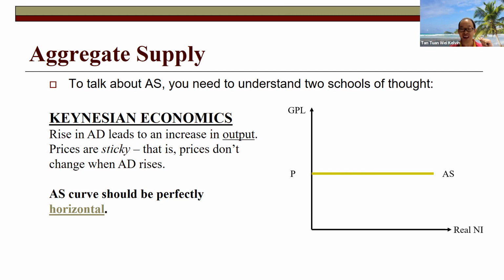So they believe that if the government were to increase G, for example, that shifts the AD to the right, there will be a big rise in national output and national income, but very little rise in the general price level. Basically, there'll be no inflation when the government increases aggregate demand. There are too many unemployed factors of production.